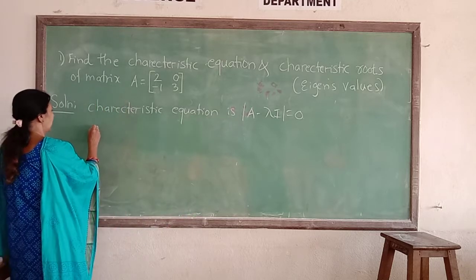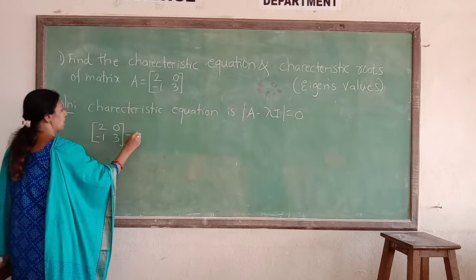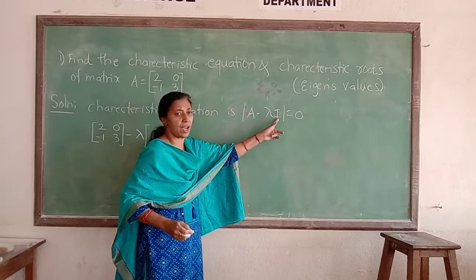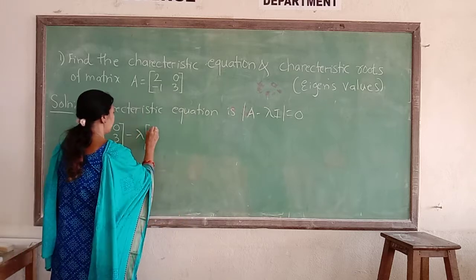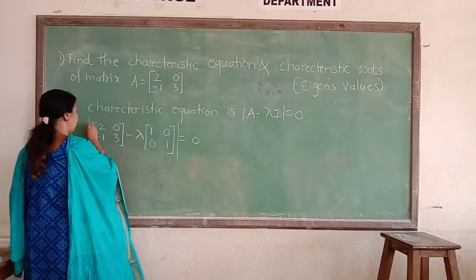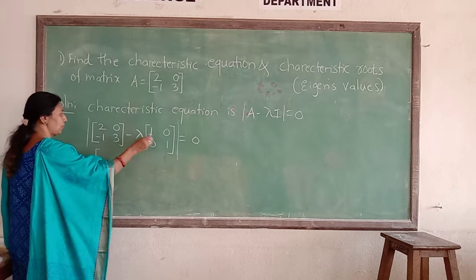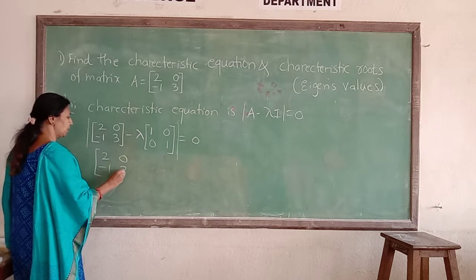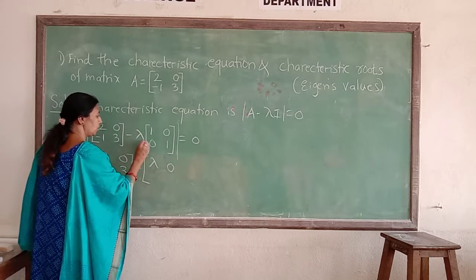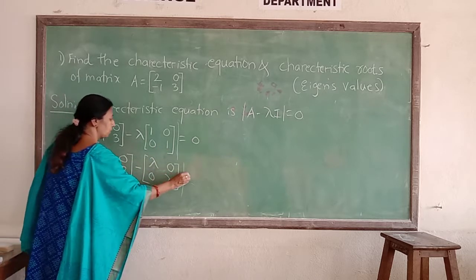A is what here? A is 2, 0, minus 1, 3, minus lambda into, and in this we are putting the values, I is 1, 0, 0, 1. It is equal to 0. Its determinant value should be 0. Then continue multiplying lambda with this matrix: 1 into lambda is lambda, 0 into 0 is 0, 1 into lambda is lambda.